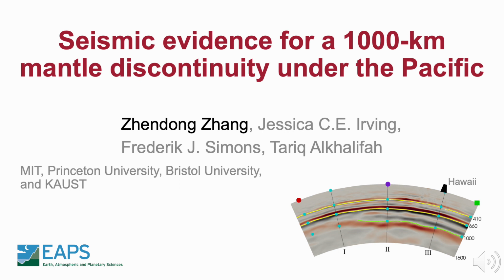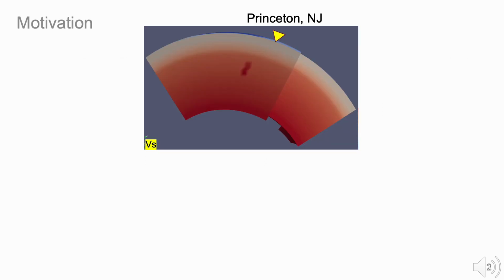So in the following slides, I will show you how we can get a high-resolution image of mantle discontinuities in the Hawaii area, as shown here. Our motivation is to find a high-resolution imaging method to image the discontinuities in the mid-mantle area.